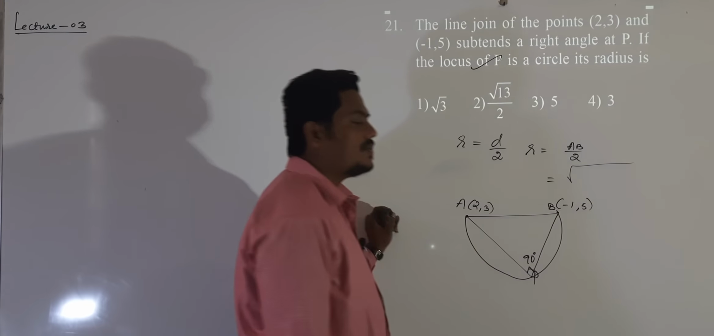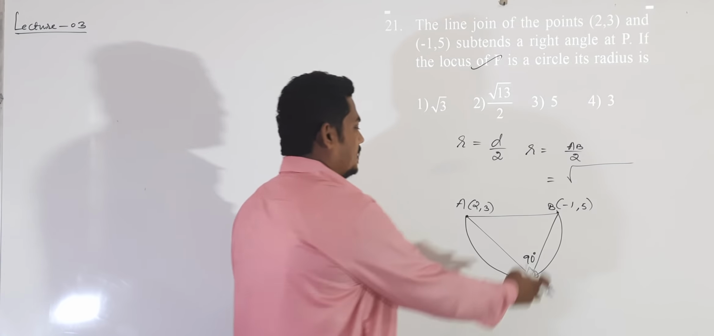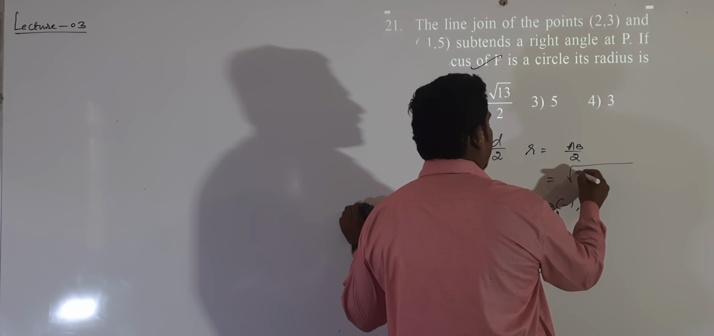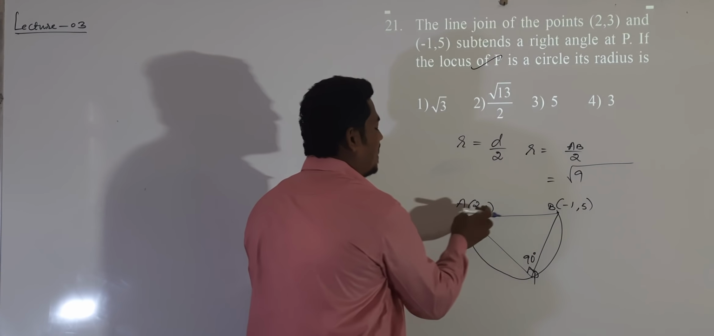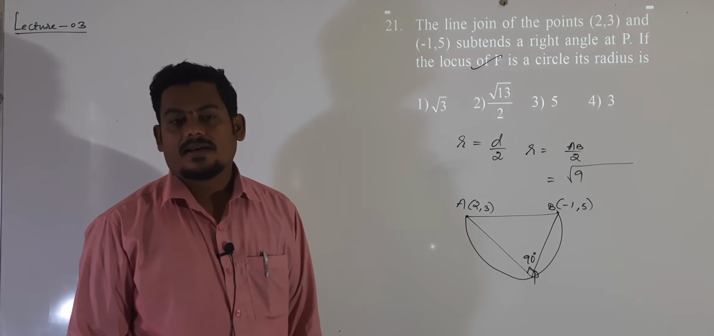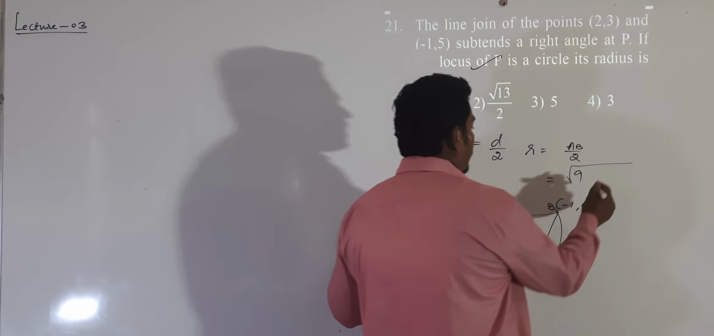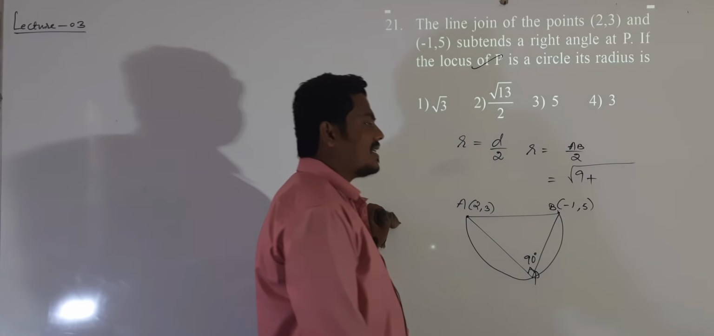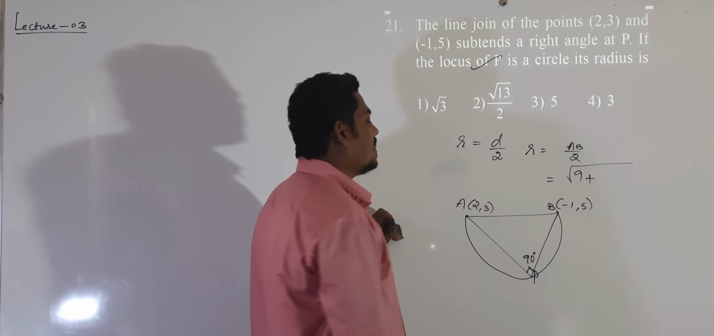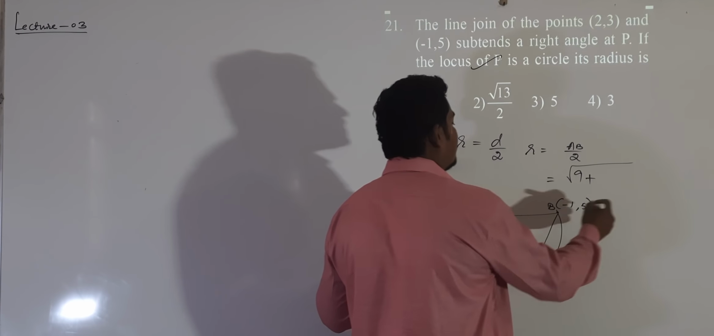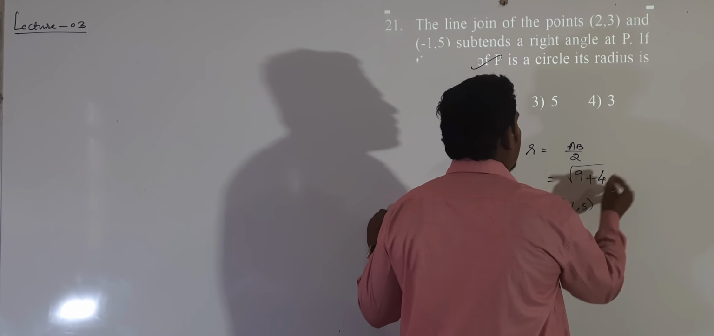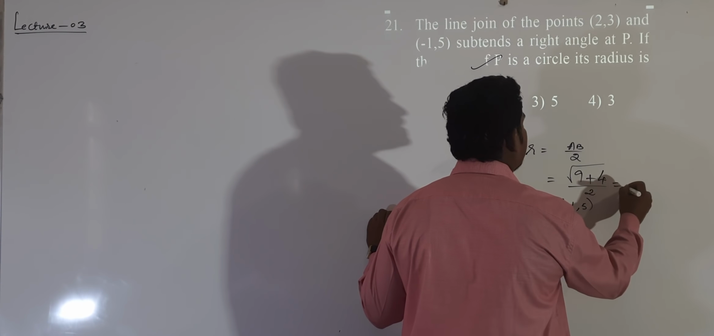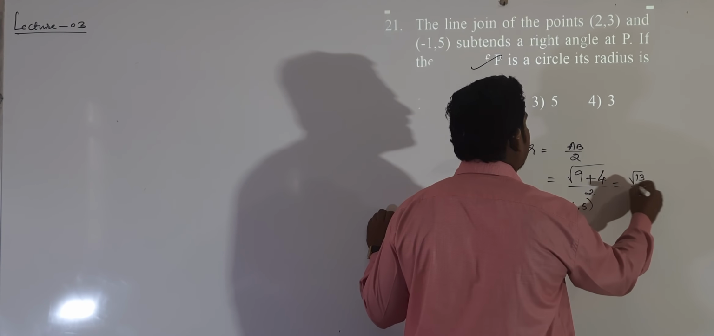distance? Just by using the distance formula, (x2 minus x1) whole square, that is (9 minus 1) whole square, 8 squared is 64, plus (y2 minus y1) whole square, (2 minus 3) whole square, minus 3 squared is 9, wait, (5 minus 3) whole square is 4, right? Whole thing under root, divided by 2, that's equal to square root of 13 divided by 2.